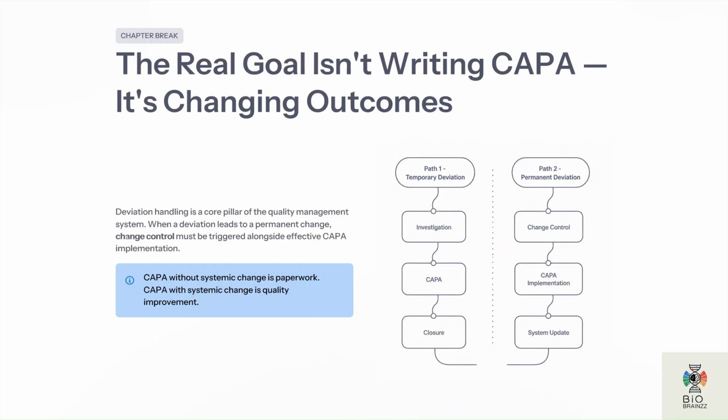Many people think deviation management ends when a CAPA form is completed. In reality, that is only the beginning. The true objective of CAPA is not documentation. The true objective is sustainable improvement. If a deviation is temporary and isolated, investigation and CAPA may be sufficient. However, when the deviation reveals a permanent weakness in the system, a formal change control process may also be required. The key message here is simple. CAPA without systemic change is paperwork. CAPA with systemic change is quality improvement. Organizations achieve excellence when CAPA results in meaningful process improvements rather than simply closing records.